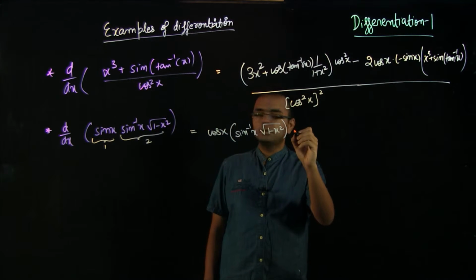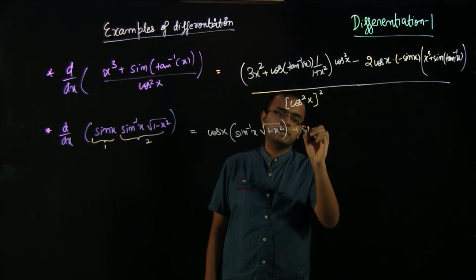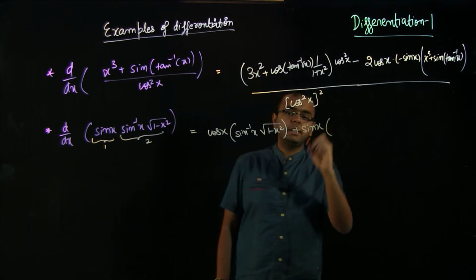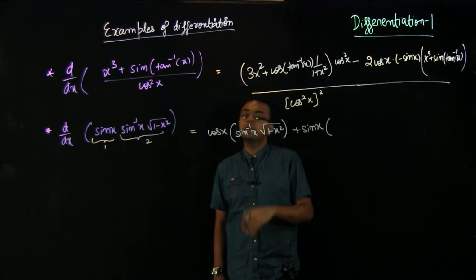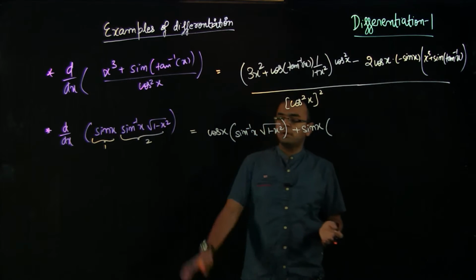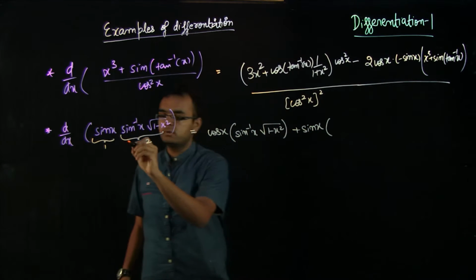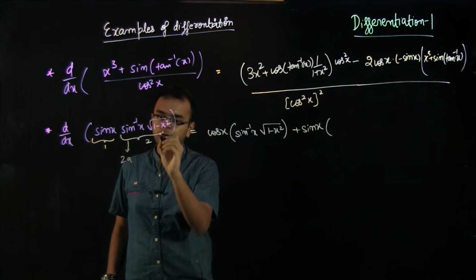multiply the second function, which is plus sin x, multiply the first function and take the derivative of the second function. Now to take the derivative of the second function, you have to again use the product rule. So now in this, let us call this as 2a and 2b.